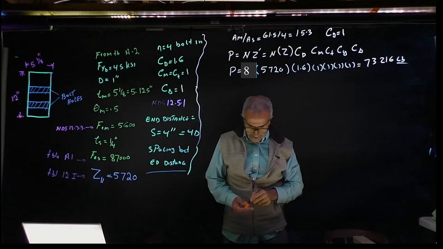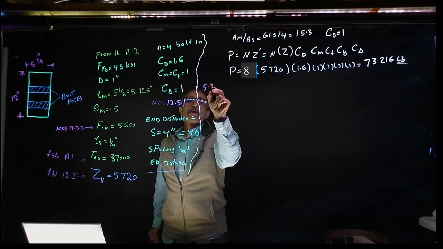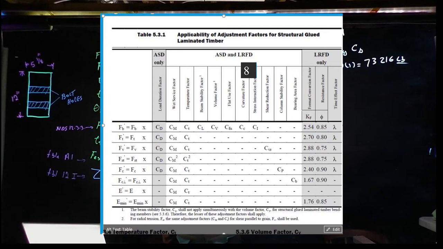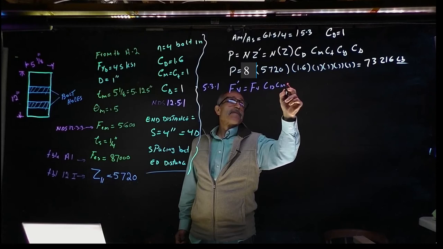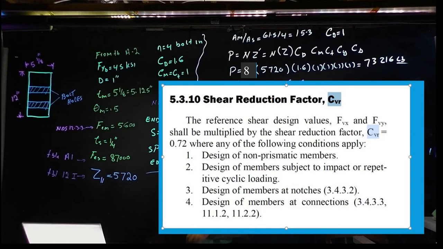Okay, so we have finished that. Let's find out the shear. If we look at table 5.3.1, which we know, our F prime V is equal to F V times CD, CM, CT and CVR, which we're going to find CVR from table 5.3. Let me write this down. This one is from table 5.3.10, I believe. I am right. And that basically comes out to 7.2. Therefore, this came out to 265. We know that, and that is from table 5A.